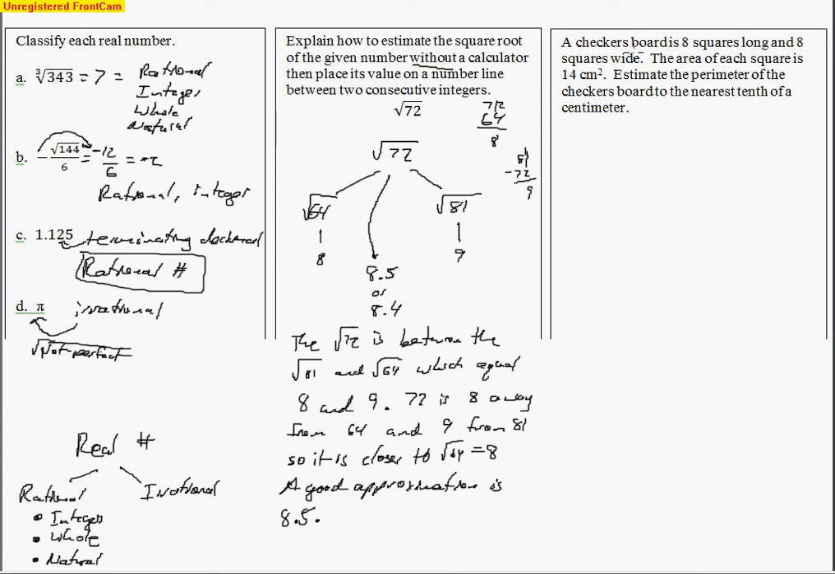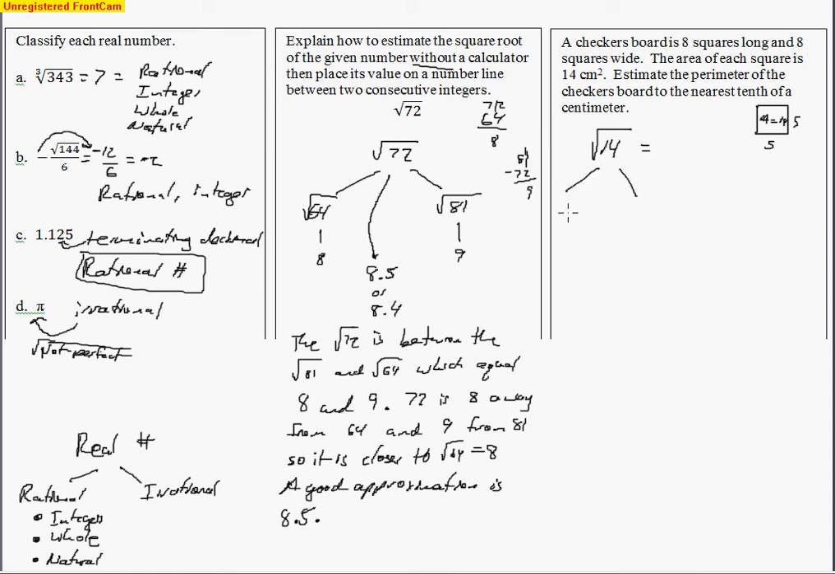Here it says the checkerboard is 8 squares long by 8 squares wide. The area of each square is 14 centimeters squared. Estimate the perimeter of the checkerboard to the nearest tenth of a centimeter. So the key here is we want to find out what the side length is. So we know the area equals 14. So I want to find out what the side length is. So I'm going to take the square root.